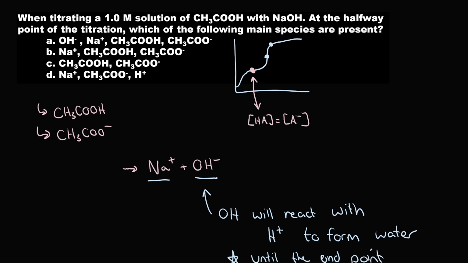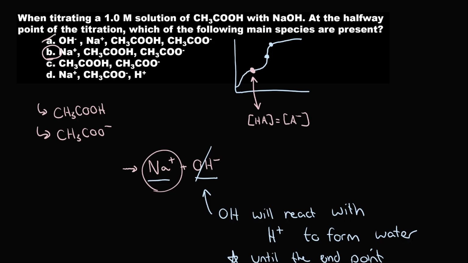So there is not going to be any OH minus within the solution, but we will have Na plus running around our solution as well, along with water, but usually these problems always indicate that water will always be present, so we don't need to include water. So we have our weak acid, our conjugate base, and sodium ions running through our solution. So that's going to be letter B.